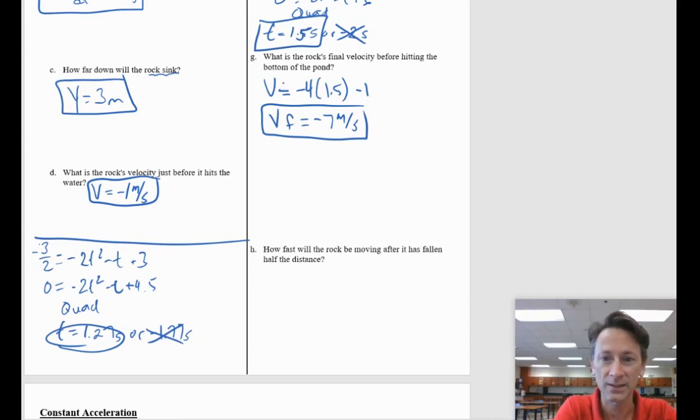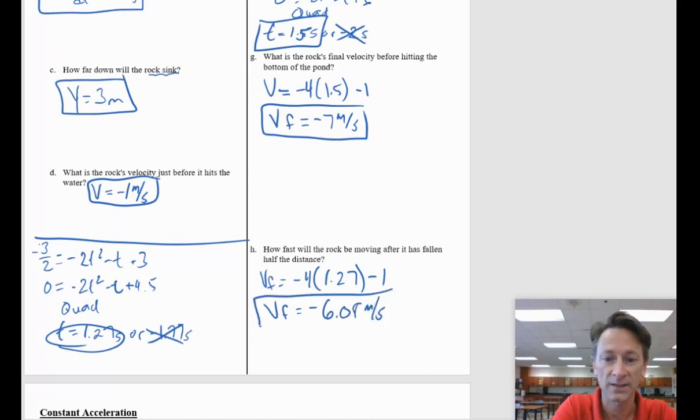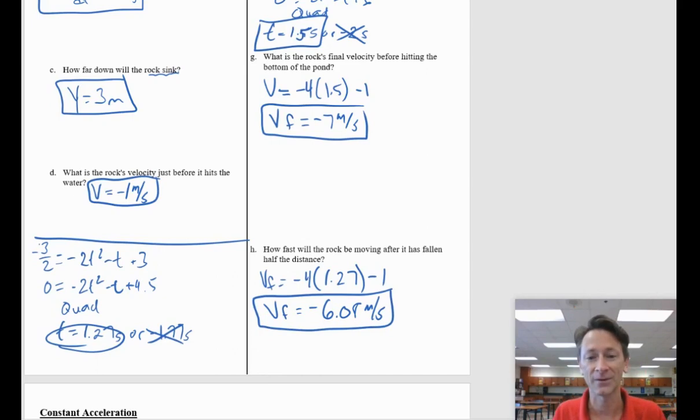It was asking for velocity, so this is really asking for two different problems in one problem. And so I'm going to take that velocity equation again and say vf equals -4 times the time, 1.27, minus 1, and solve for that. And then I'm going to end up with -6.08 meters per second as how fast it'll be going after half of the distance.